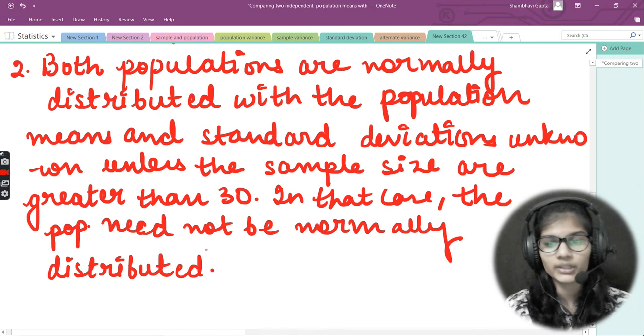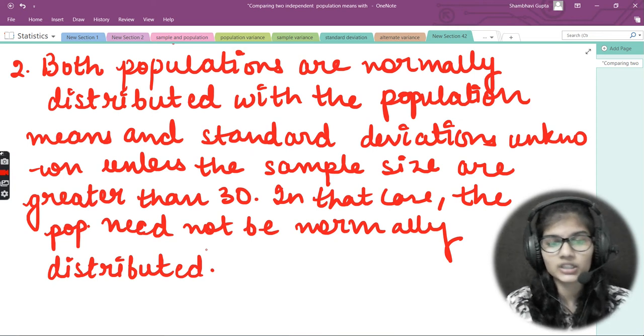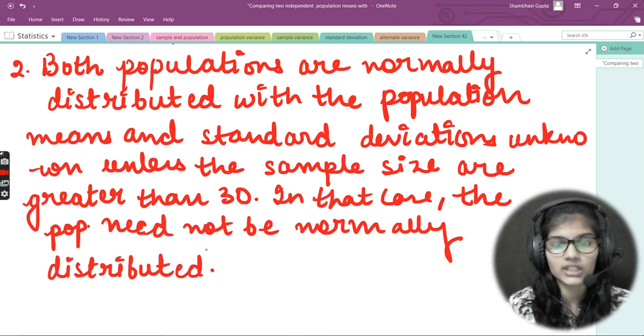Now, let's read out the definition properly: both populations are normally distributed with the population means and standard deviations unknown, unless the sample sizes are greater than 30. In that case, the population need not be normally distributed. Both populations are normal with unknown means and standard deviations as long as the sample sizes are greater than 30. If the sample size is not greater than 30, the population need not be normally distributed. Hope you got this clearly.